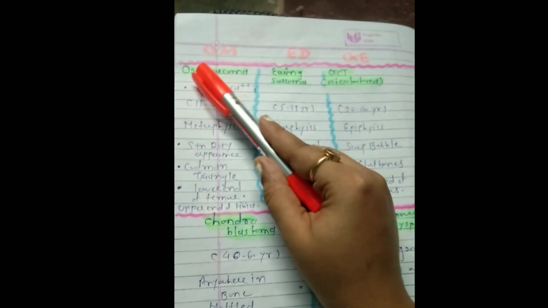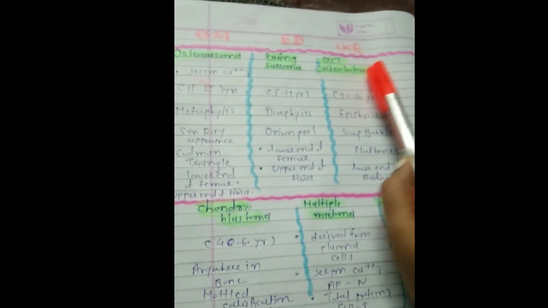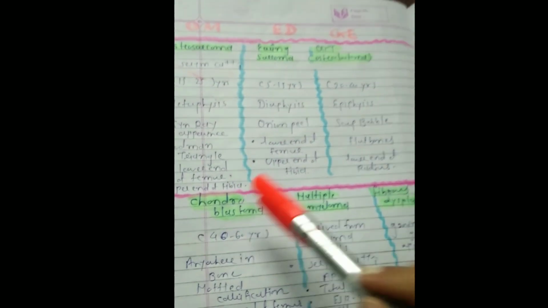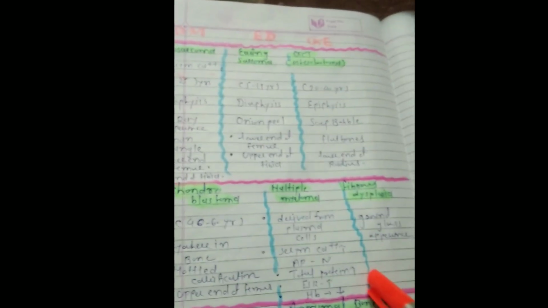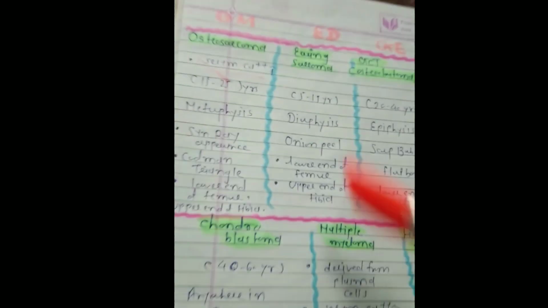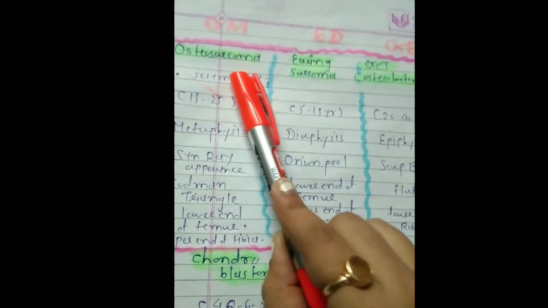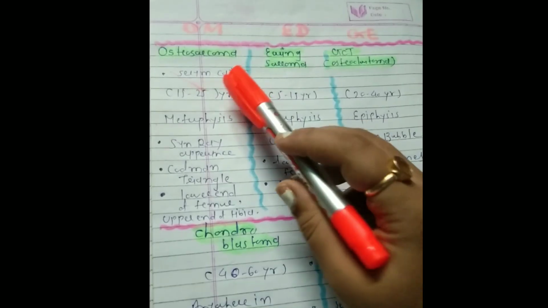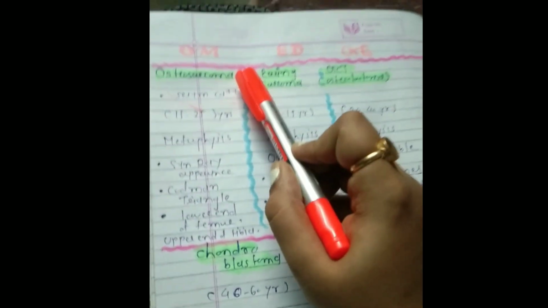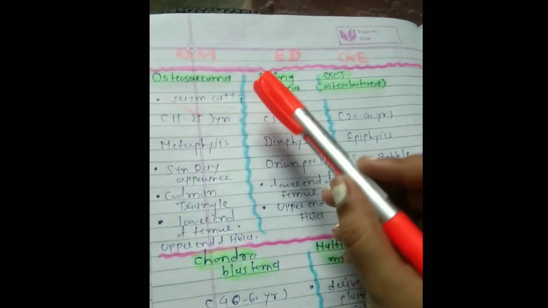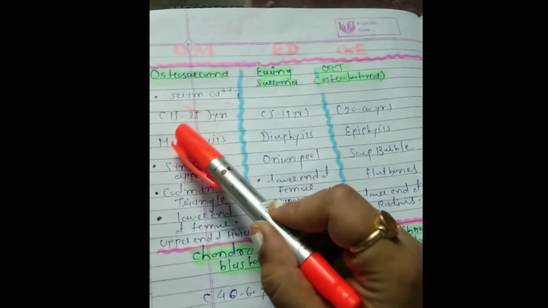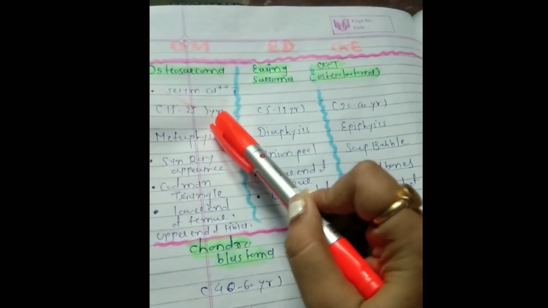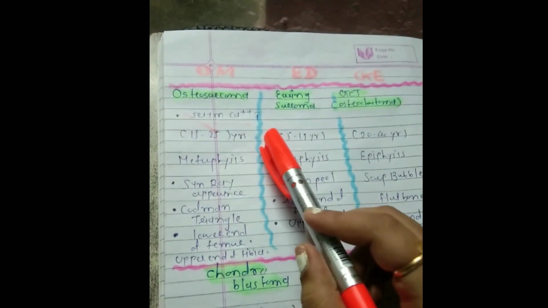So first is your osteosarcoma, then we are going to discuss your Ewing sarcoma, GCT, which is osteoclastoma, chondroblastoma, multiple myeloma, fibrous dysplasia, simple bone cyst, and aneurysmal bone cyst. So osteosarcoma. When osteosarcoma occurs, the most commonly affected age group is 15 to 25 years. So first we are going to start with the age groups.